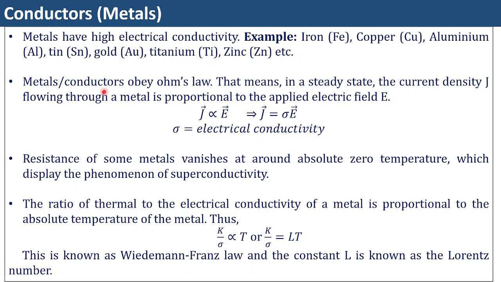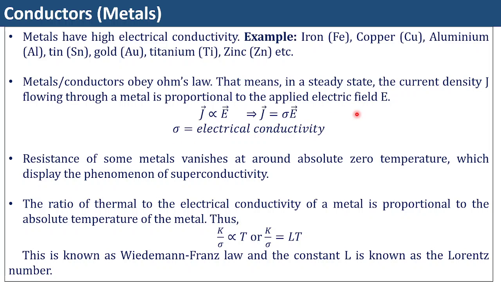Now, metals follow Ohm's law. Ohm's law, in the sense we are familiar with, gives a direct relation between the voltage applied across an object and the current. So there is a linear relationship between the voltage and the current. However, Ohm's law can also be stated as: the current density J, which is a vector quantity, flowing through a metal is proportional to the applied electric field E.